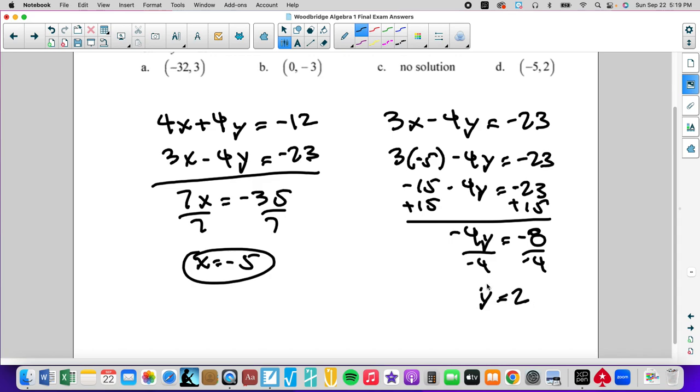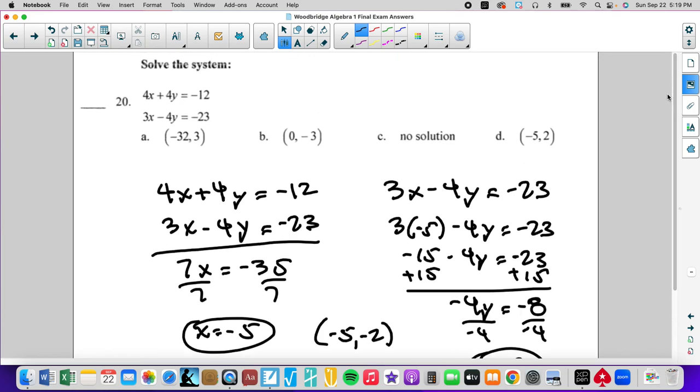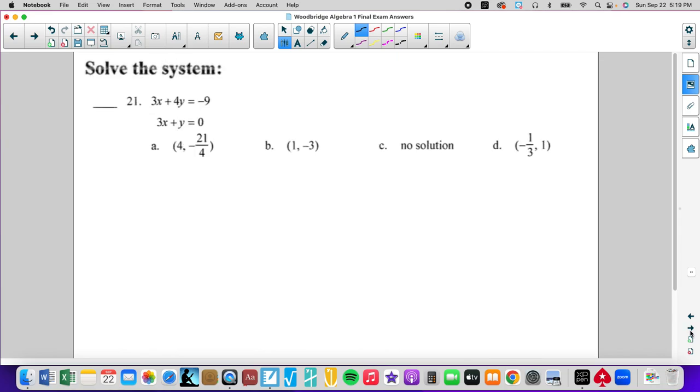Y equals 2. So my x value is negative 5. My y value is 2, which, oh my goodness, it's D. It's not A. They changed it up on us, those little tricksters.